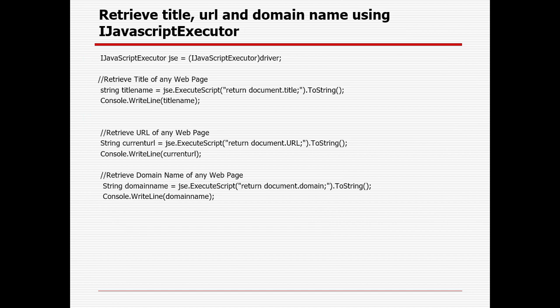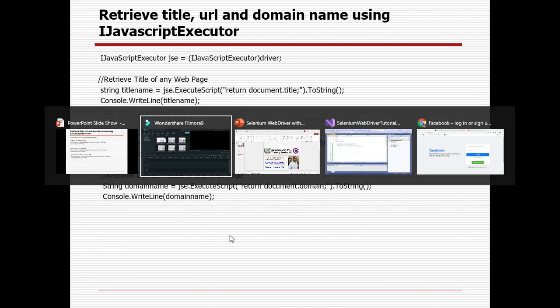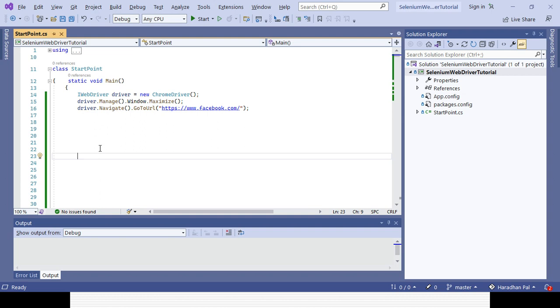Now you will see how you can retrieve title, URL and domain name with the help of IJavascriptExecutor. So let's go to Visual Studio. Here, already in the class, you can see the start point available in the project Selenium WebDriver tutorial, and we are already creating the object or instance for the IWebDriver interface and the Chrome driver class. We are maximizing the driver. We are passing the URL for the Facebook page, right?